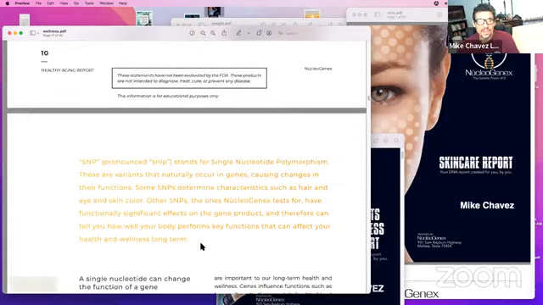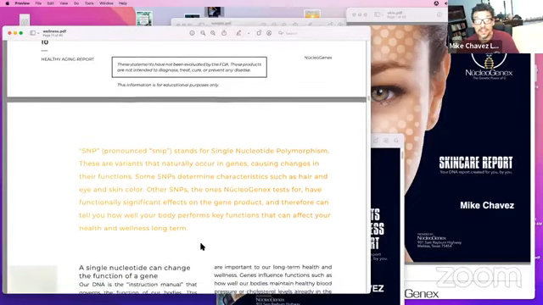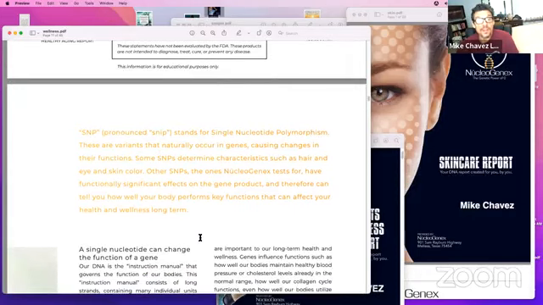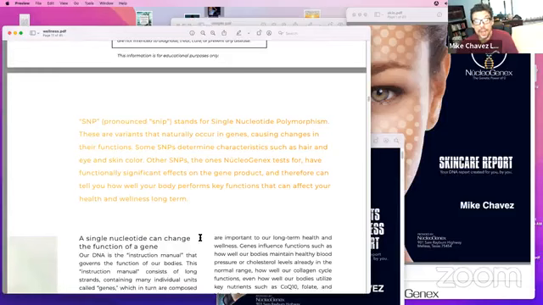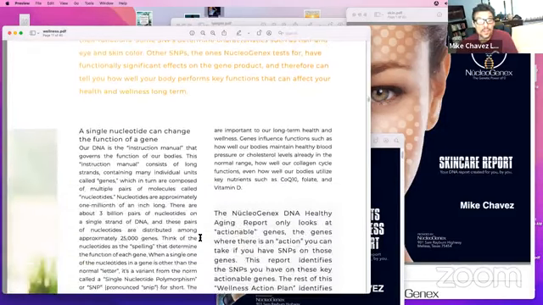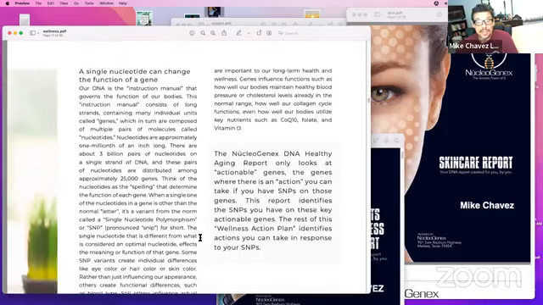So a SNP is what they test for, and it's a single nucleotide polymorphism. These are variants that naturally occur in our genes and cause changes in their functions. Some SNPs determine characteristics such as hair, eye, and skin color. Those are the ones that don't change. And other SNPs that we test for in these reports have a functional significance that affects our gene product. And therefore, you can tell how well your body performs on key functions that affect your health and your wellness. So it's really cool. It goes into a lot of detail.